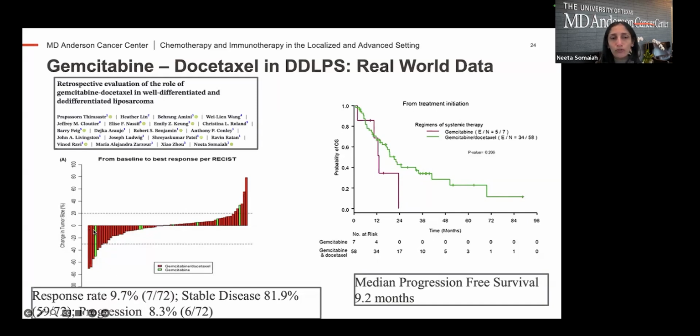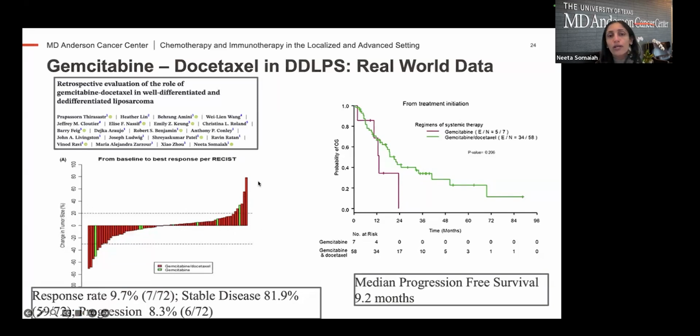So this is what we call a waterfall plot. Line 0 is where you start. Each patient is 1 bar. And if the bar goes down, that means your tumor is shrinking by that much. The percentage of tumor shrinkage is on the y-axis, and the x-axis is each of the patients.